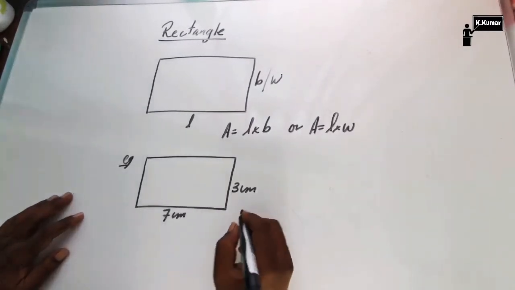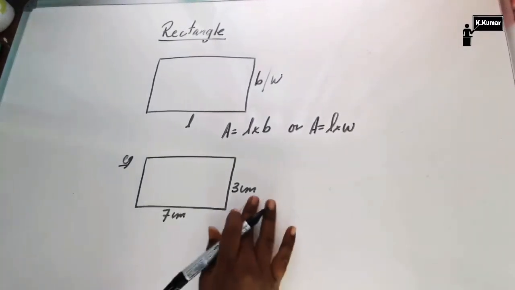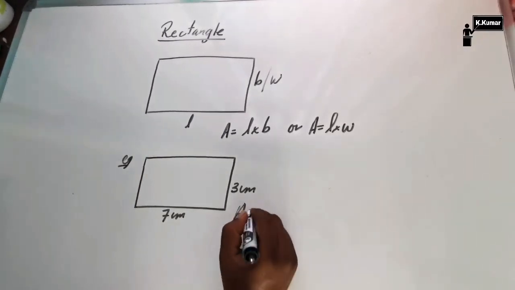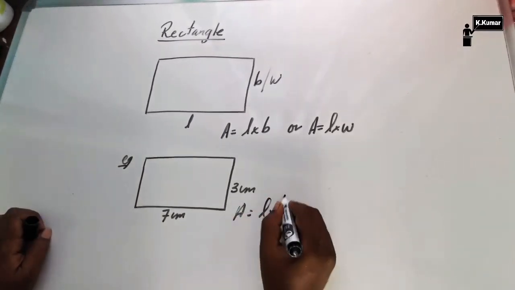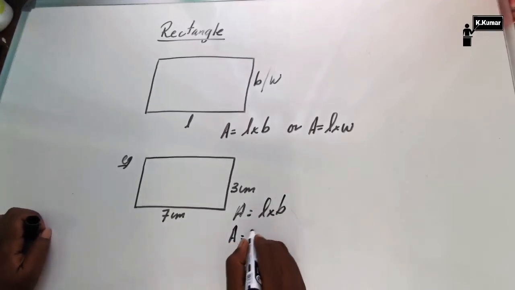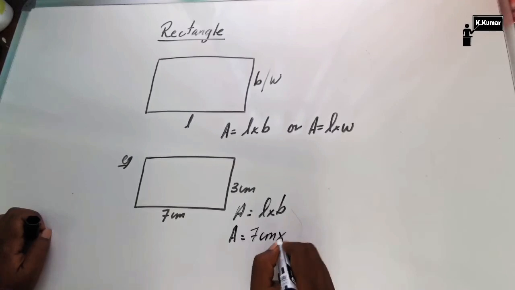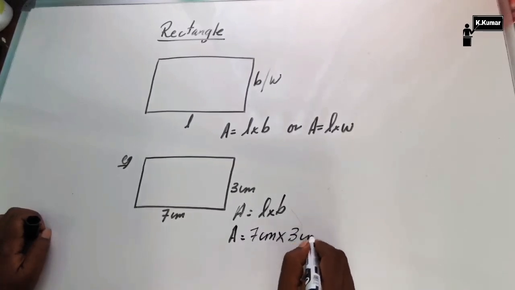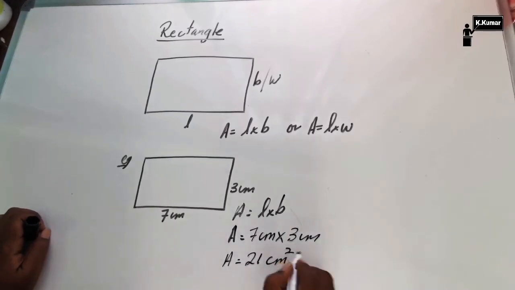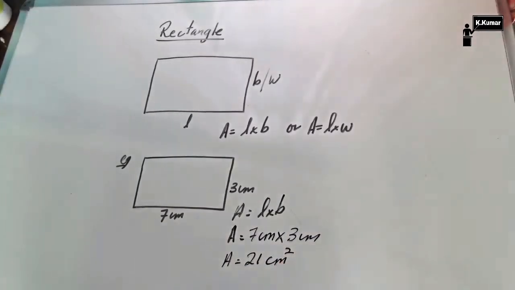So using the formula, A equals length times breadth. A equals 7 cm times 3 cm. A is equal to 7 3s, 21 cm squared. And always remember that when you're finding area, your unit is always squared, right?